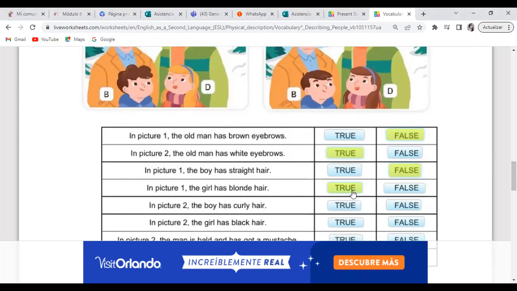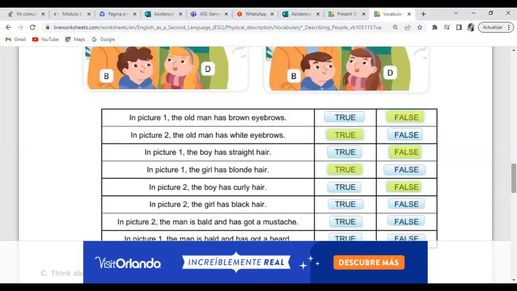Next, in picture 2, the boy has curly hair. True or false? Miriam says it's false. Yes, I agree with you, Miriam. What about in picture 2, the girl has black hair? Is it false? Okay, in picture 2, the man is bald and has got a mustache.